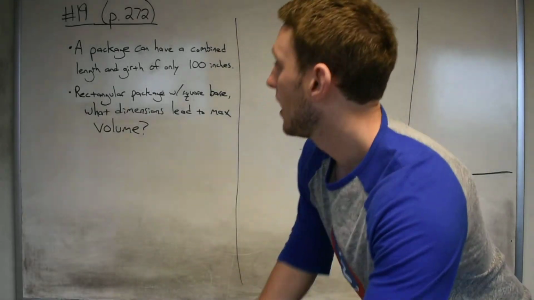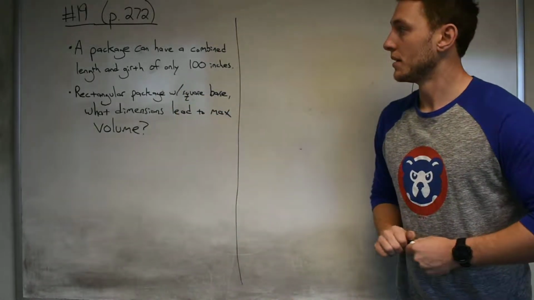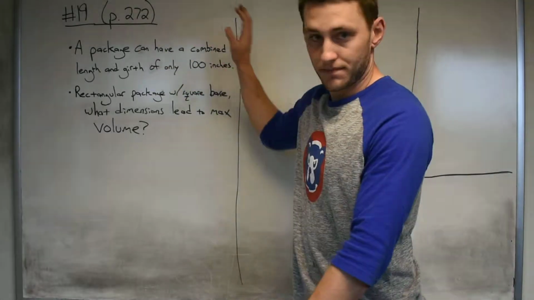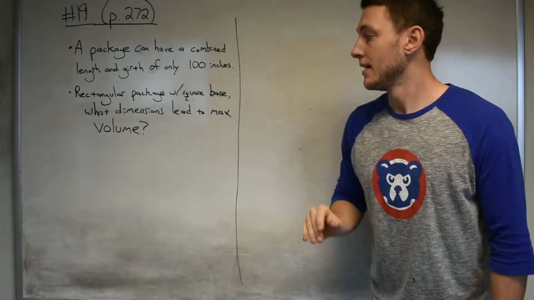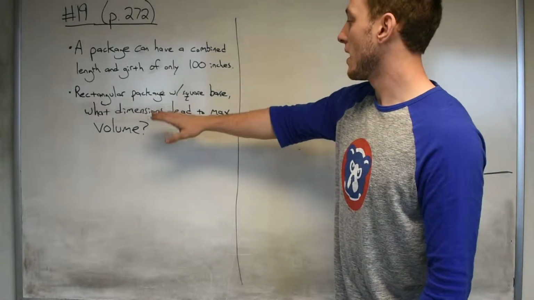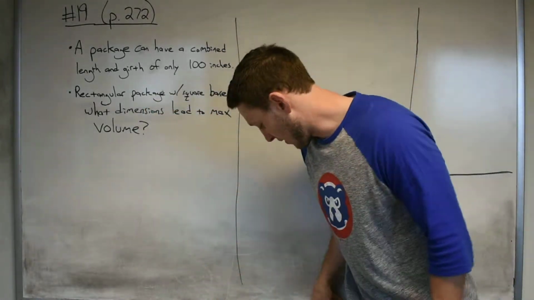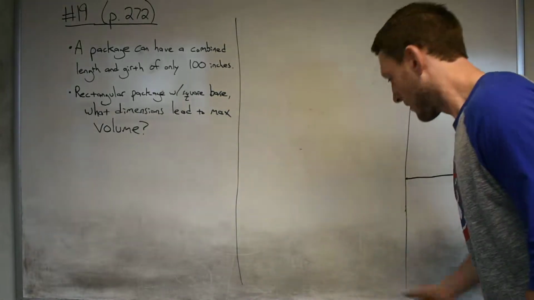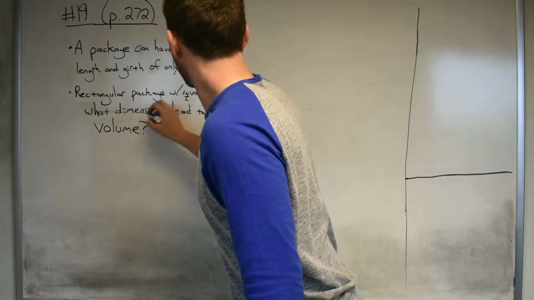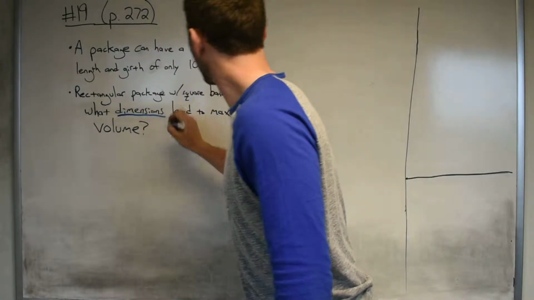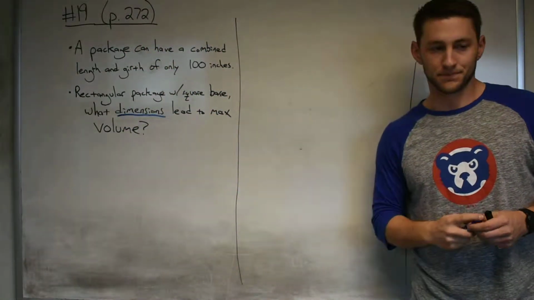So, yet again, I've gone ahead and summarized the problem right here. Here's our stipulation on the length and the width around. It can only be 100 inches. And then yet again, we're trying to find the dimensions. So highlight that in green real quick. Now we'll do blue. So we're trying to find the dimensions that lead to a max volume.